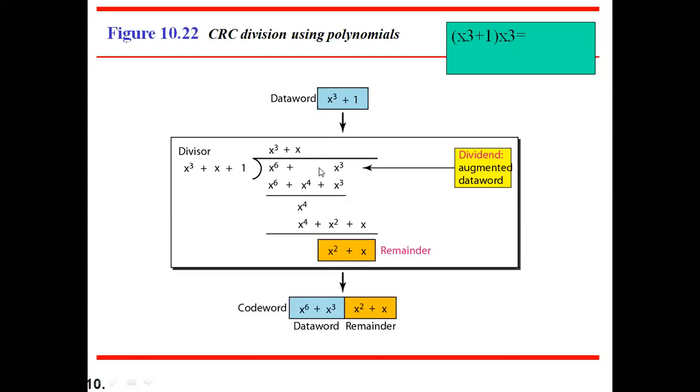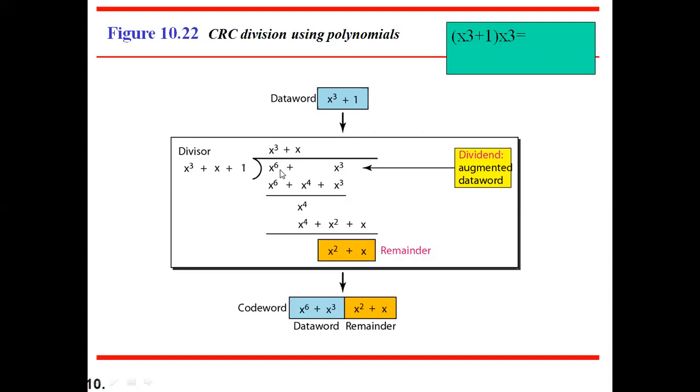There, how many zeros did we add? Based on what did we add the extra zeros? How did we add that? N minus 1. Yes, n minus 1, that is whatever the degree is there, that degree minus 1 we used to add. But in this case, our data word x to the power 3 plus 1 is multiplied by the maximum degree of this divisor. Maximum degree is how much? X to the power 3. X cube. Then x to the power 3 plus 1 into x to the power 3 equals how much?